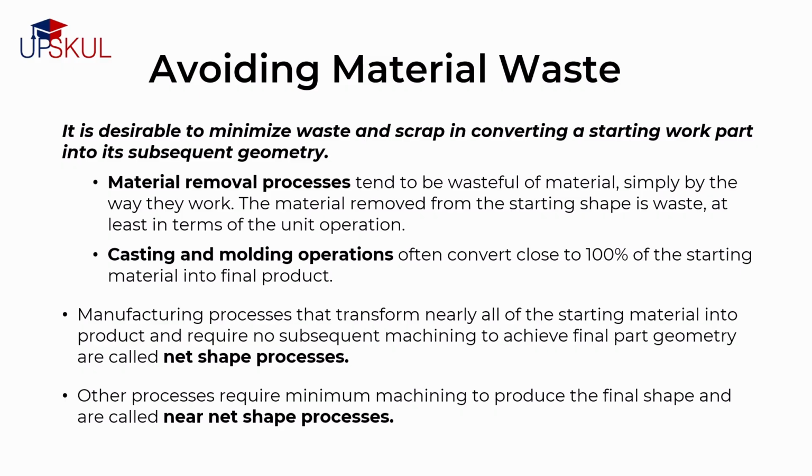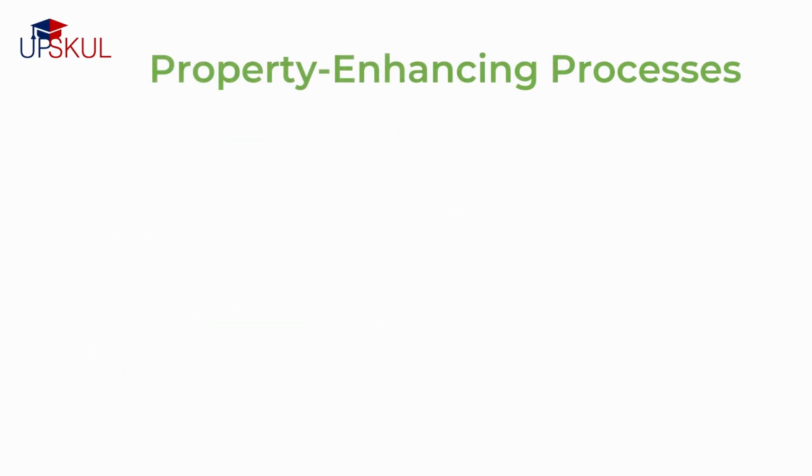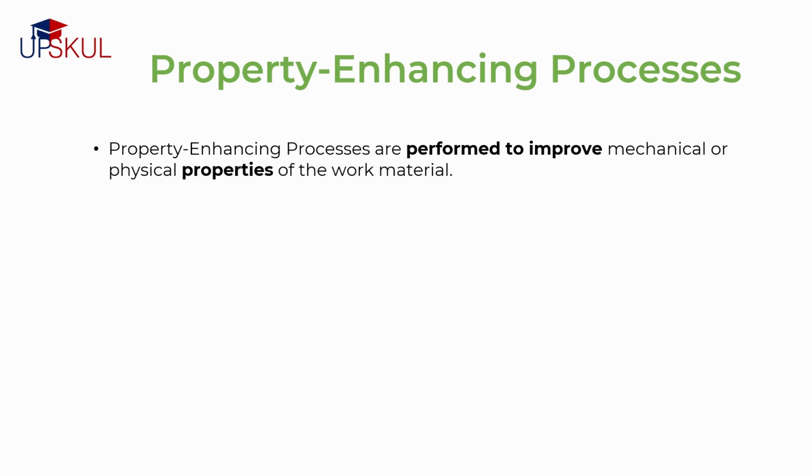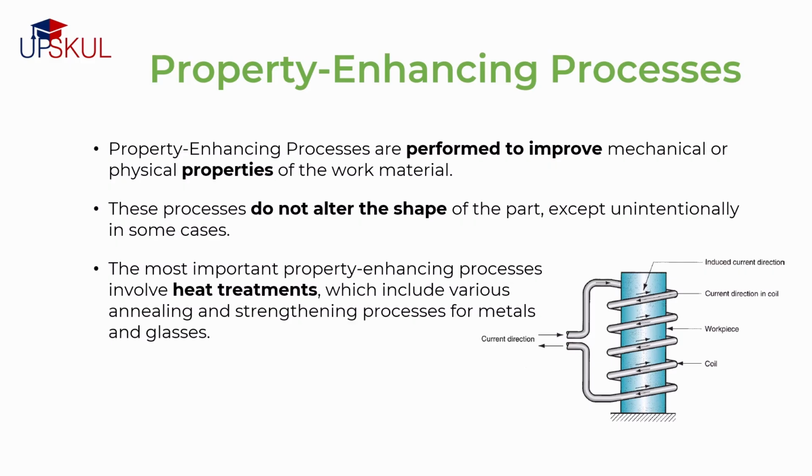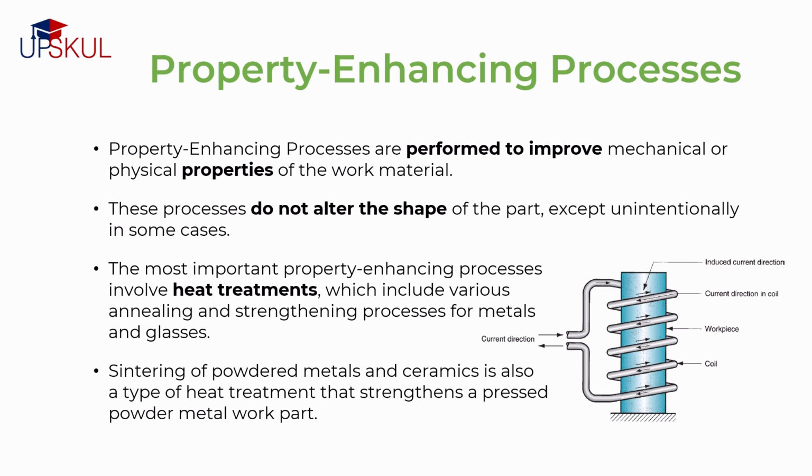Now let's look at property enhancing processes. The second major type of part processing is performed to improve mechanical or physical properties of the work material. These processes do not alter the shape of the part, except unintentionally in some cases. The most important property enhancing processes involve heat treatment, which include various annealing and strengthening processes for metals and glasses. Sintering of powdered metals and ceramics is also a type of heat treatment that strengthens a pressed powder metal work part.